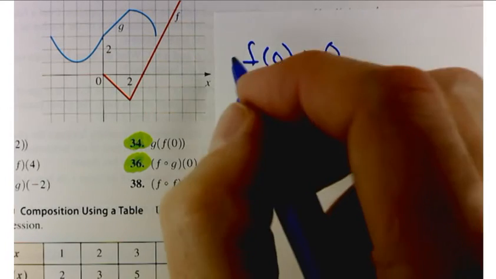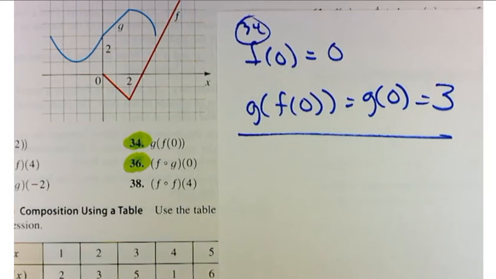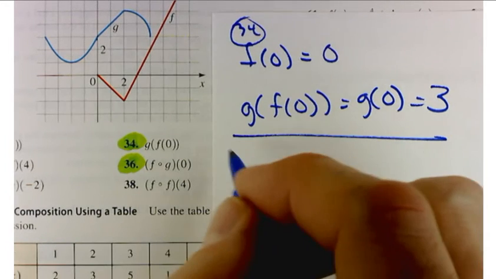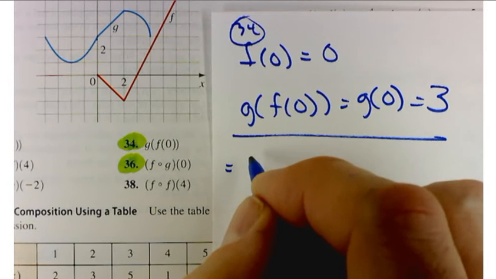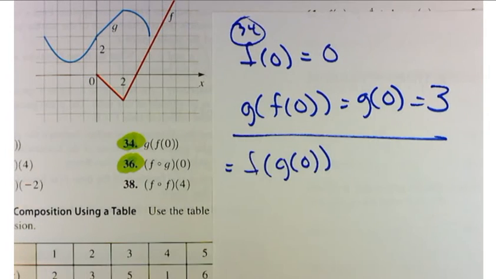Why don't you try problem number 36? It might be helpful to write 36 as f of g of 0, and then work it the same way we did 34. Work from the inside out. Start with g of 0. Once you find g of 0, then find f of whatever point.